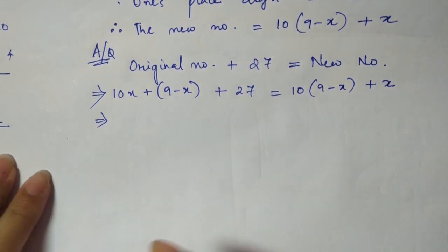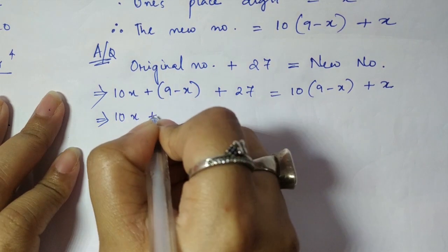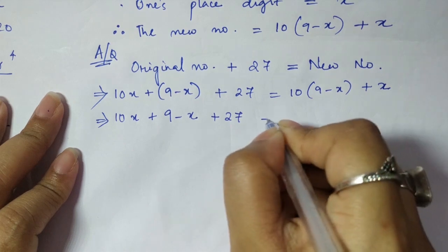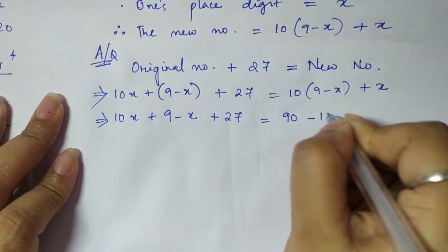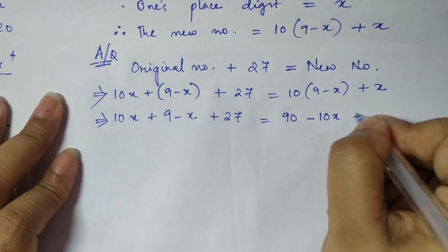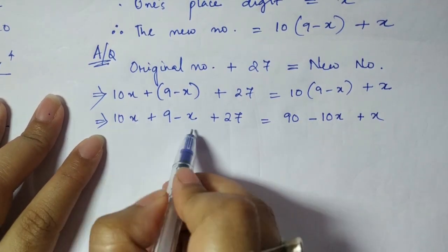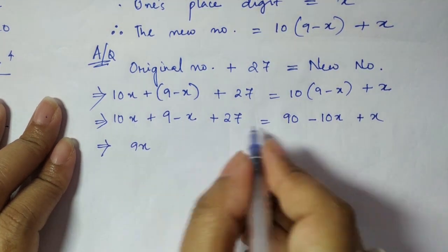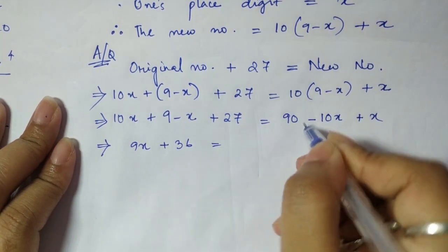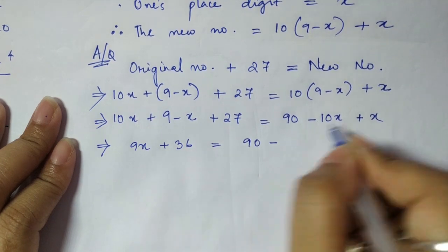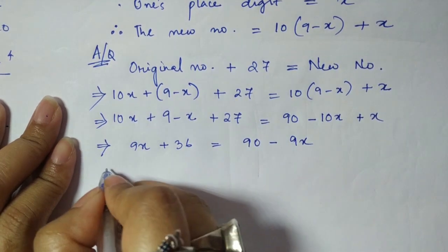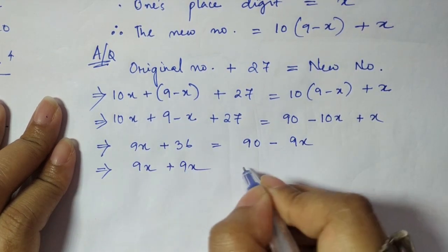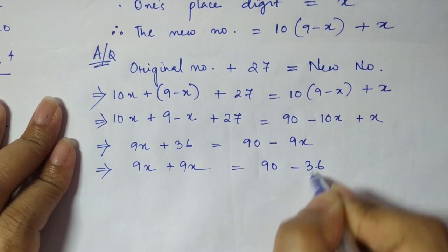So let's solve this part. 10x plus, let's open the bracket, it's just simple: here we have to multiply, 10 times 9 is 90, minus 10x, plus x. Now like terms, the variables are the like terms. 10x minus x will give me 9x, plus 9 plus 27 gives 36. This side 90 is there and here it will be minus 9x. Now let's transfer the variables and the constants. This comes this side, it becomes plus 9x, and 90 minus 36.